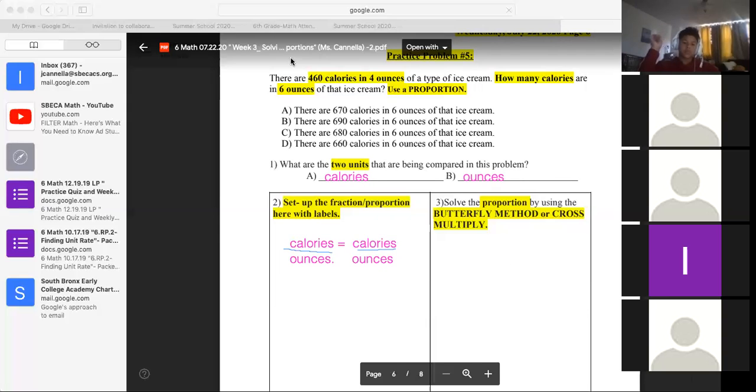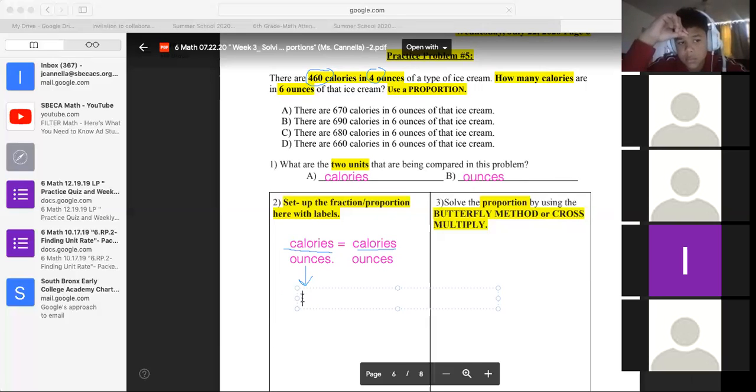So, Leilani, what does it say in the first problem? How many calories are there, kiddo? 460. Right, 460 in 4 ounces. So I'm going to write 460. Actually, I'm going to type that. It will look neater. I don't really like the way it's coming out by hand.